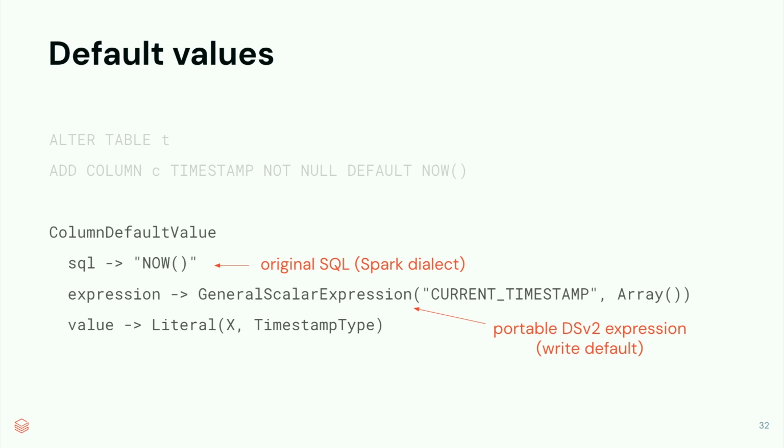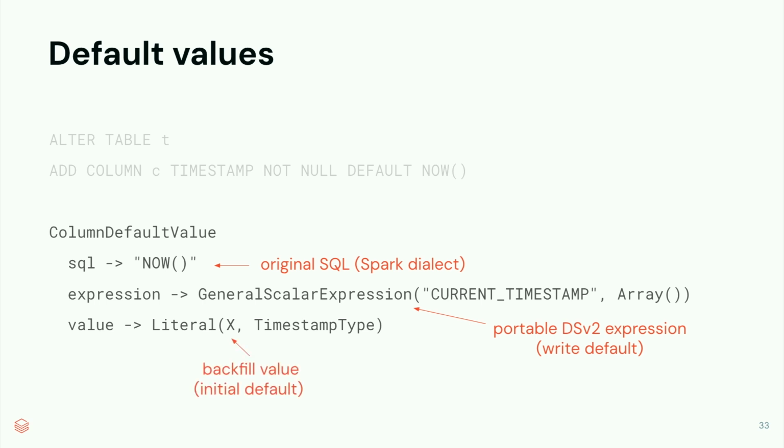Whenever Spark converts from Catalyst to DSv2, it will also normalize these expressions. So in this example, the user defined the default value as now, which is a synonym for current timestamp. Now is not part of the SQL standard, but current timestamp is. So once the conversion happens, Spark would also normalize these.